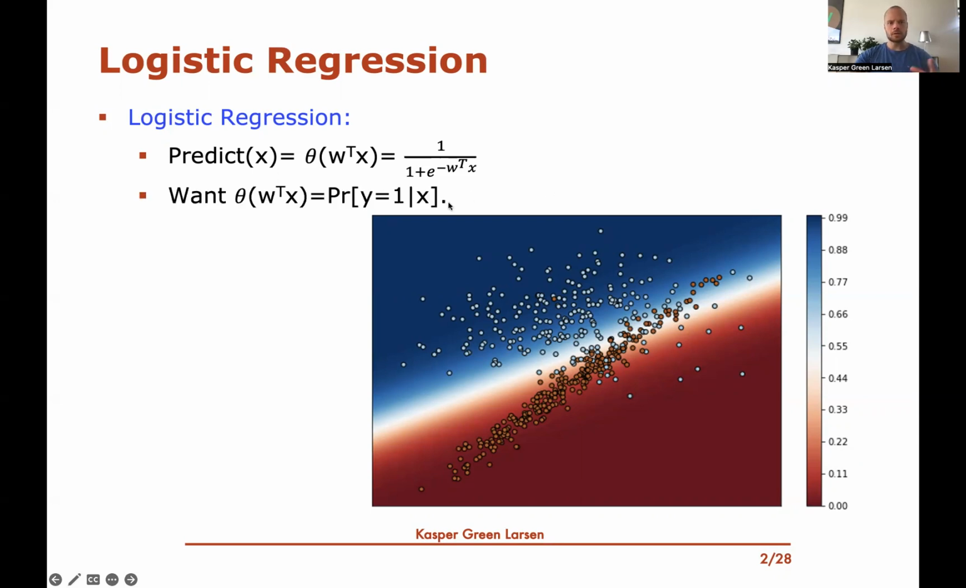Of course, the intention is that we would like this prediction to equal the probability that the label is 1 given the feature vector x. So basically we're learning this probability distribution. We're learning what is the probability that the label is 1. And since there are only 2 classes, this also tells us what is the probability that the label is -1.